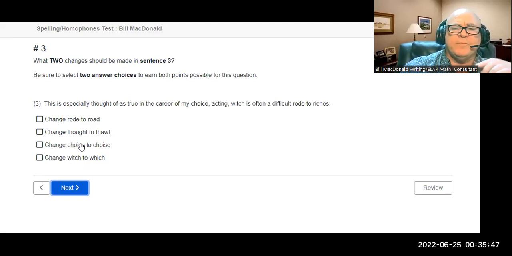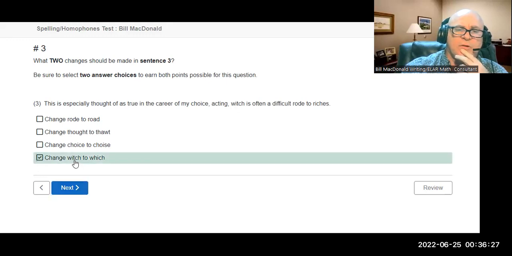So here's my first one, 2 changes. No, you won't have any editing questions with 2 mistakes on multiple choice, but you will have an essay that has 2 mistakes in lots of ways. Capital. This is especially thought of as true in the career of my choice, comma, acting, comma, which is which. I'm trying to decide which one, I'm trying to pick which one. I don't think that's the one, so I'm going to change that which. That's wicked.